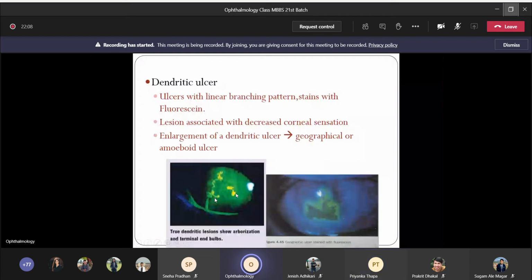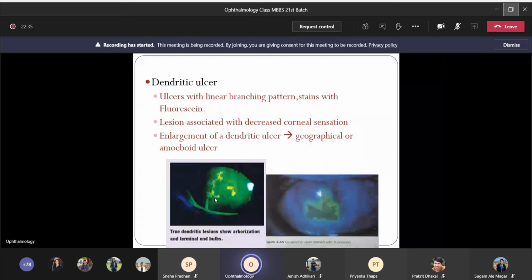That's how we are going to differentiate, just by looking at the clinical picture or the signs, whether it is bacterial, fungal, or viral. In viral, you have these branches, a linear branching pattern. Okay, so ulcers with a linear branching pattern stain with fluorescein. So you can see the fluorescein staining here, and these lesions are associated with decreased corneal sensation.